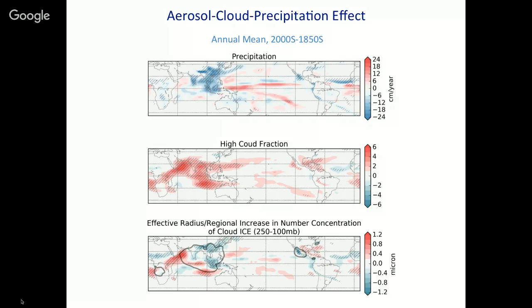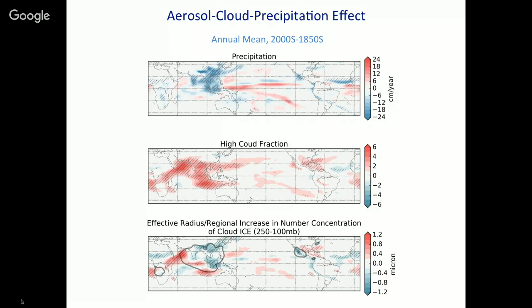So the colors here are the change in the effective radius, which very much looks like a precipitation response. There's a reduction in effective radius, as you would expect, in tune with the precipitation. And the contour here tells the region where there is an increase in the cloud ice. So this is leading us towards some kind of aerosol-cloud interaction.